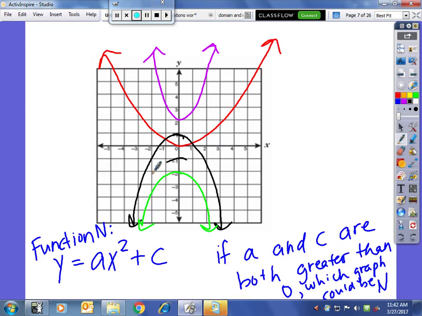Then it would have to be the green one. Opening down, and then the y-intercept would have to be something smaller than 0, which is negative 2.